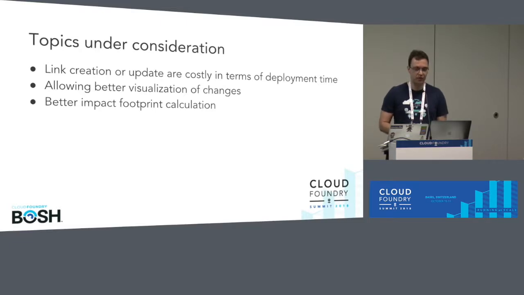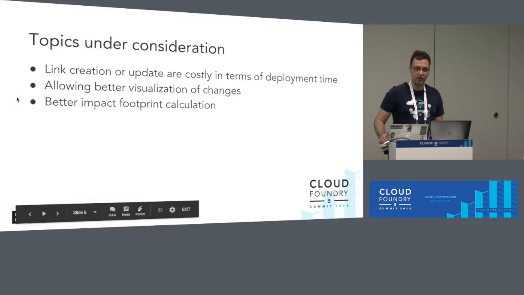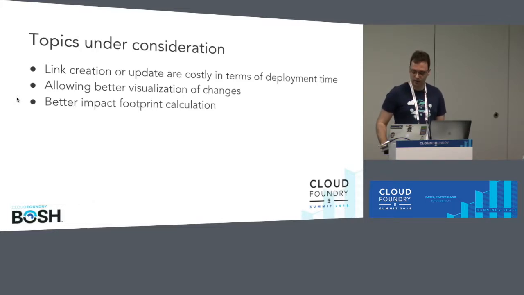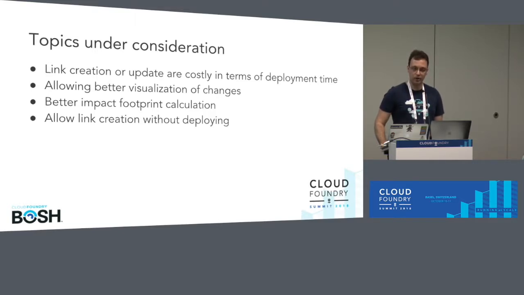So visualization, which I briefly touched upon, is one application with the new Links API. Operators can better calculate the footprint of the links, how many consumers of the link there are, so they can better gauge downtime. Links API allows link creation outside of the manifests. So if you have the appropriate credentials to make the API call, you can create a link and, for example, get the address of a service instance and start using it outside of a deployment or within a deployment not managed by the same director.